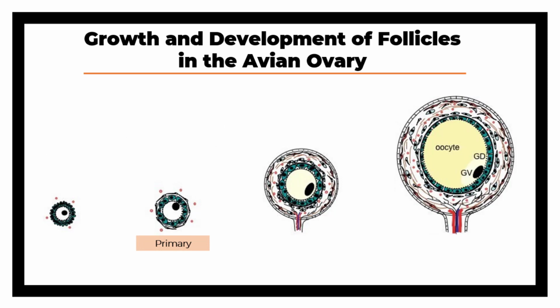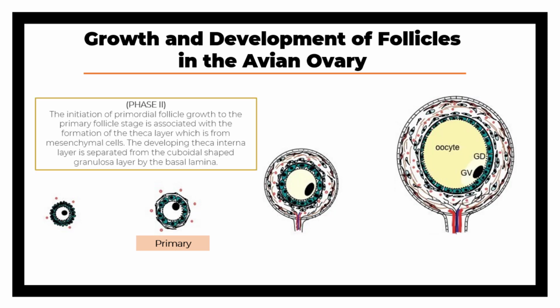pre-hierarchal or pre-vitellogenic stage, lasting weeks to perhaps months. The initiation of primordial follicle growth to the primary follicle stage is associated with the formation of a theca layer, which is from mesenchymal cells. The developing theca internal layer is separated from the cuboidal-shaped granulosa layer by the basal lamina. Primary follicles range in size from 0.08 to 1 mm in diameter.